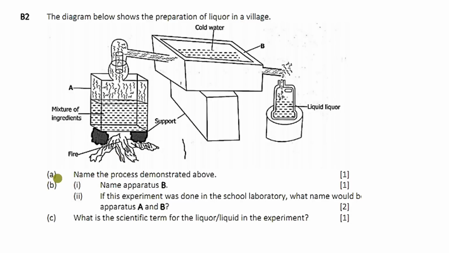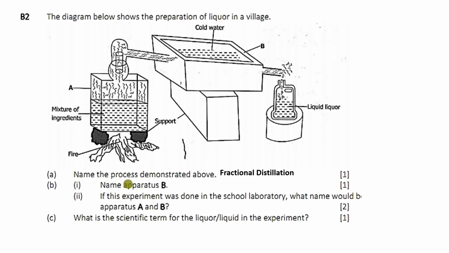Okay. Then they're saying name the process demonstrated above. B, Roman numeral 1, name apparatus B, that one. Roman numeral 2, if this experiment was done in the school laboratory, what name would be apparatus A and B? Then C, what is the scientific term for the liquor or liquid in the experiment? So we'll now start answering.